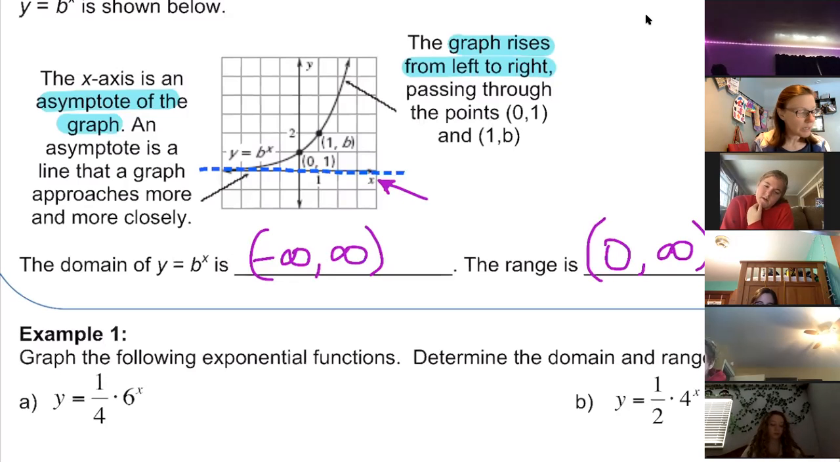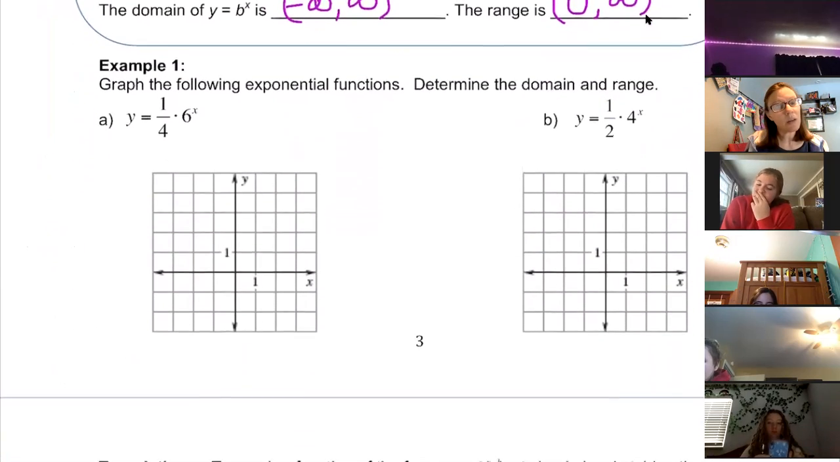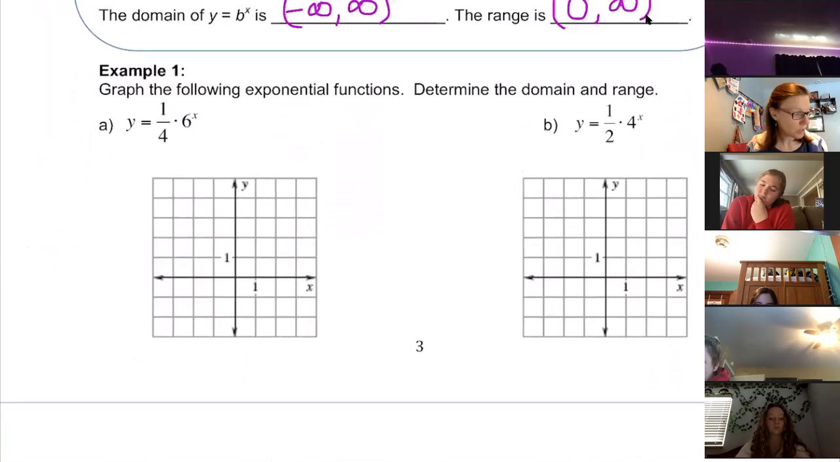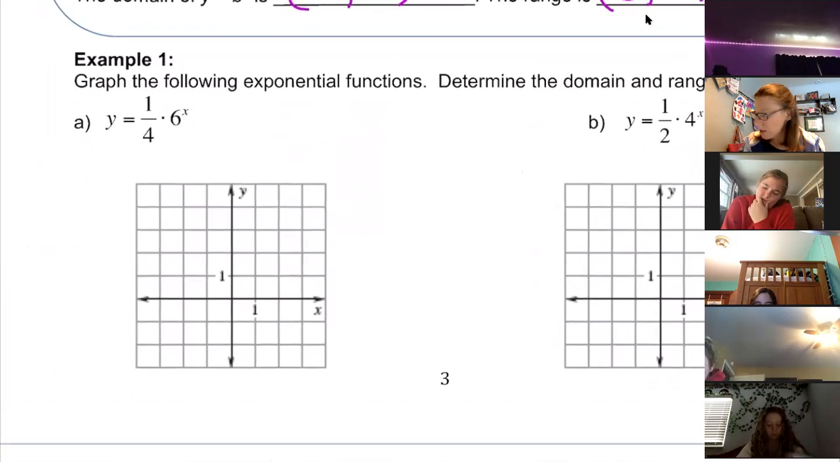So we're going to see if we can look at the two graphs down below. We're going to graph them so that we can understand what the numbers in the equation are doing to the function. And then we're going to also state the domain and the range. So we're going to make ourselves a t-chart just like we typically would.